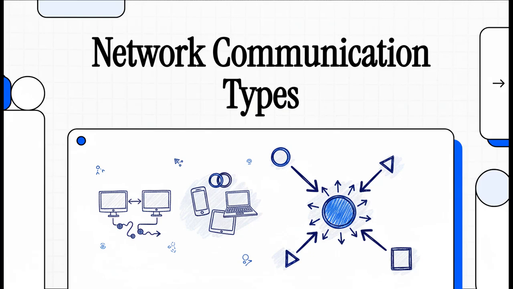Have you ever stopped to think about how devices on a network actually talk to each other? It's not just one big, simple conversation. Turns out there are four really distinct ways they communicate, and each one has a very specific job to do. So let's break down how it all works.